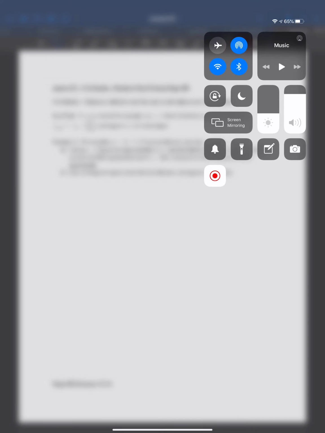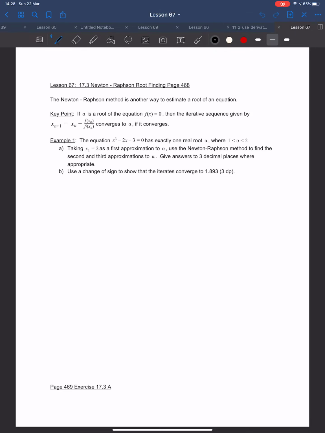Okay, here's my next lesson. This is lesson 67 from page 468 in the textbook, and it's called Newton-Raphson method for root finding.